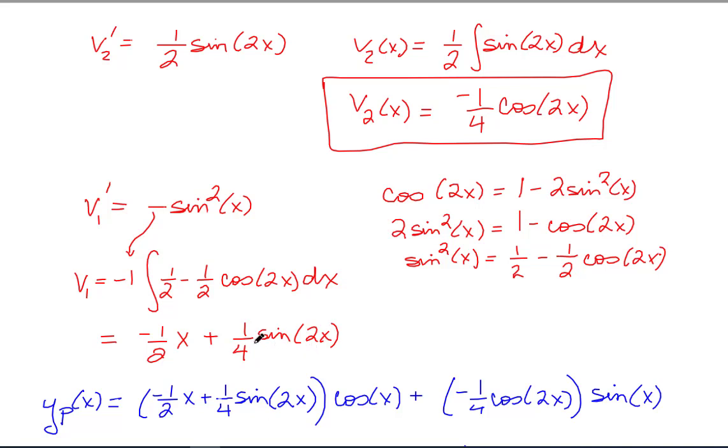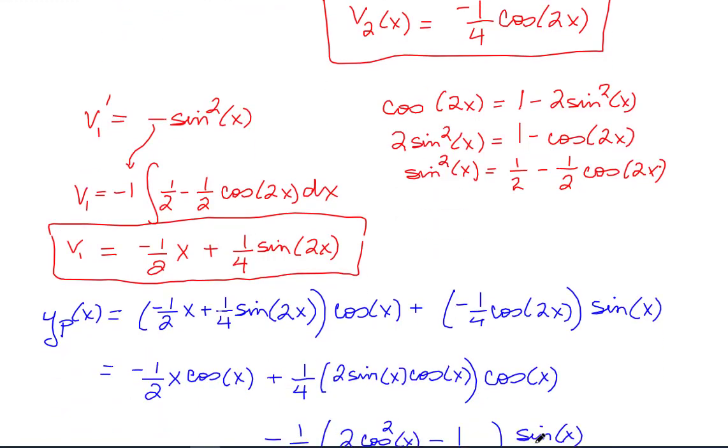So at this point, we've got v1 and v2, and we are essentially done. Here's v1 and here's v2. And the problem is this: that's a fine answer. Nothing is wrong with that answer.